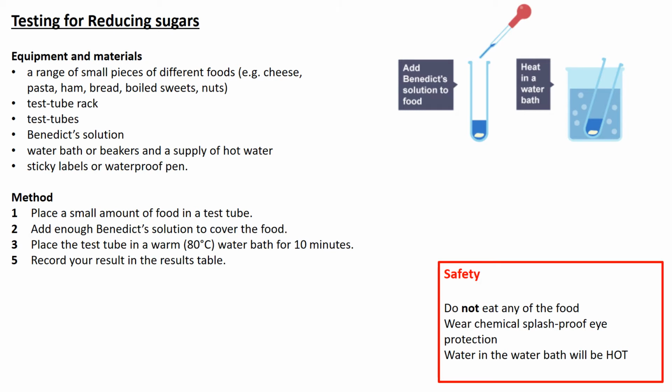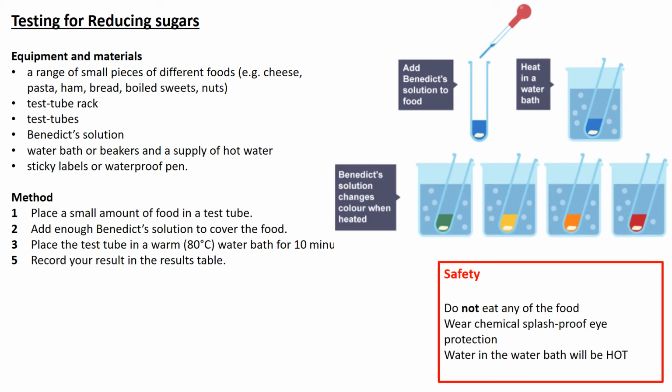So what we see here is that this time we're going to do this in a test tube. We're going to put the food into the test tube, cover the food with Benedict solution, place in a water bath for 10 minutes, record your results. The heat is needed for this reaction to occur. If the water isn't hot, it will not occur, okay? And you might get a variety of changes.